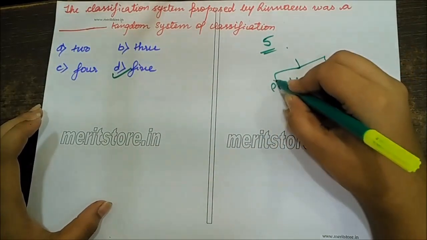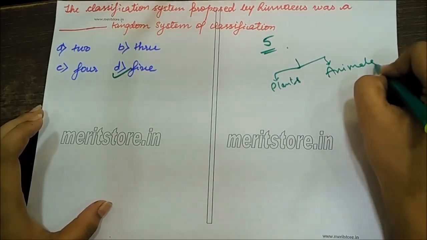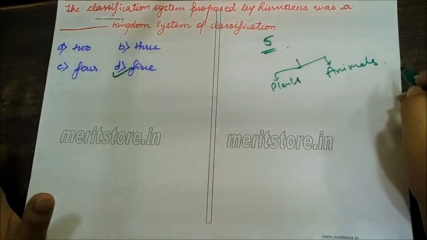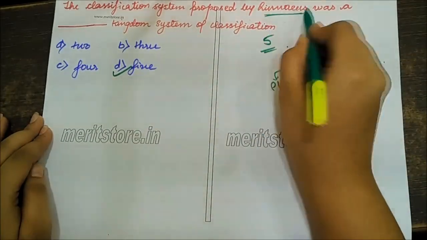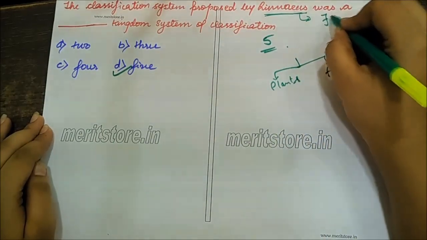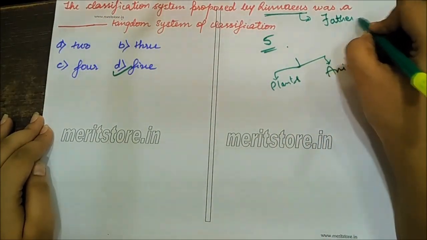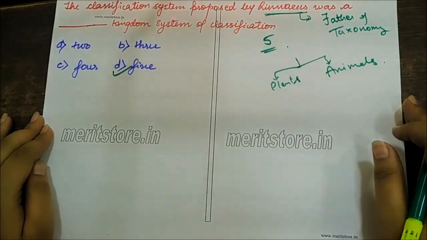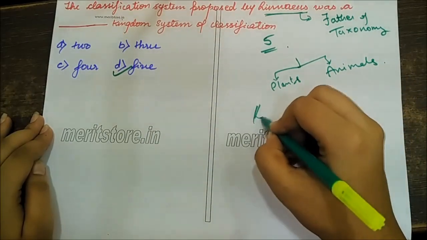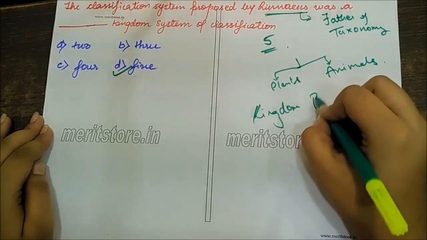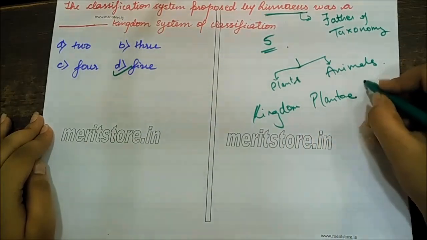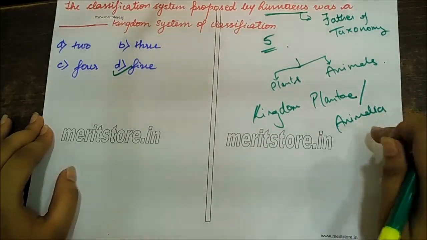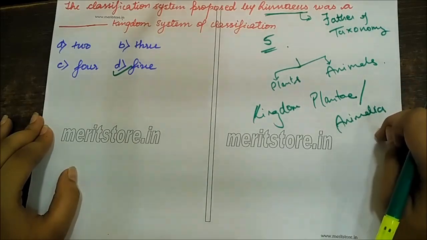and animals. Now, mainly on the basis of presence or absence of cell wall, Linnaeus, who is known as father of taxonomy, founded two kingdoms, Kingdom Plantae and Animalia. Animalia in his two kingdom system of classification.